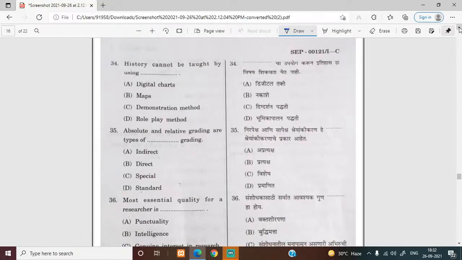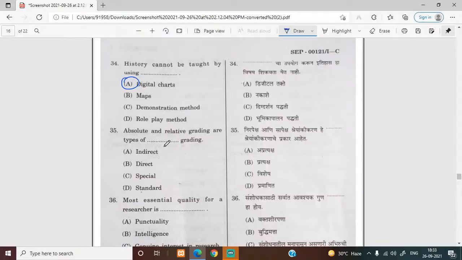History cannot be taught by using digital charts, maps, demonstration methods, or role play methods. History cannot be taught using, the right answer here is, students, digital charts. A is the right answer to question number 34.